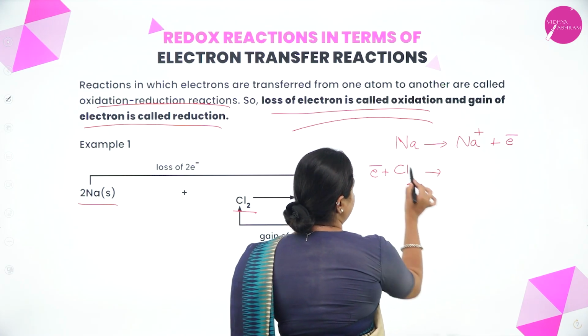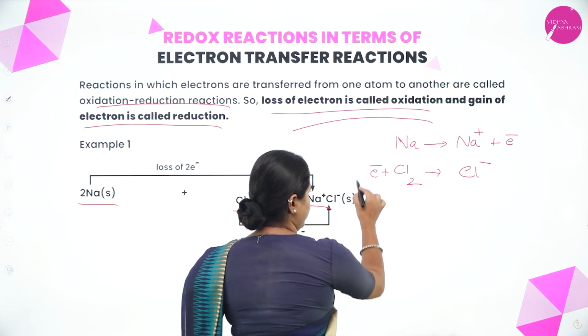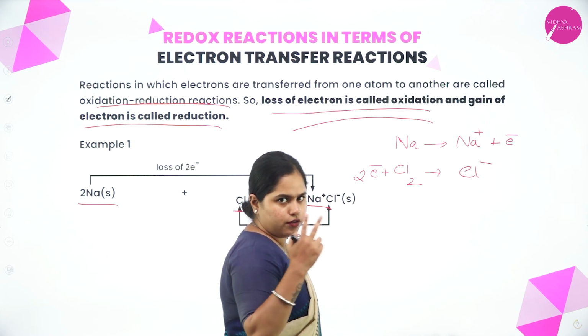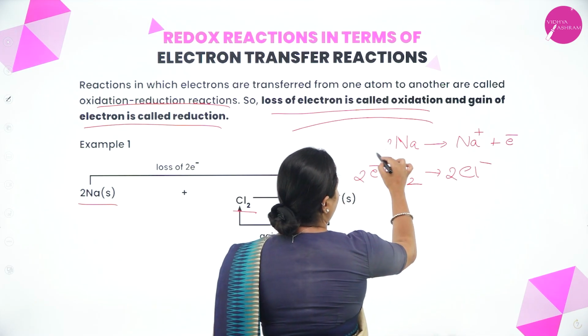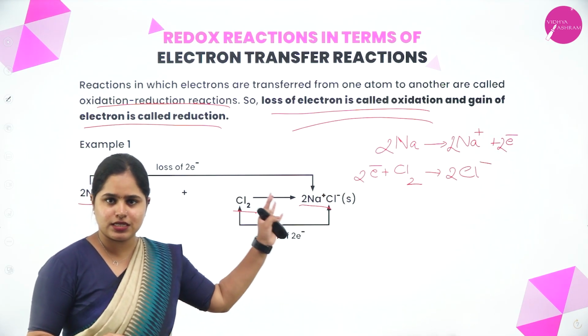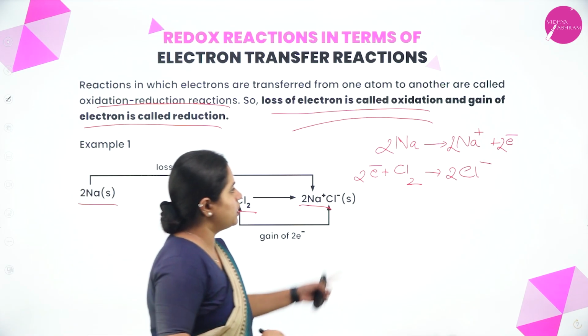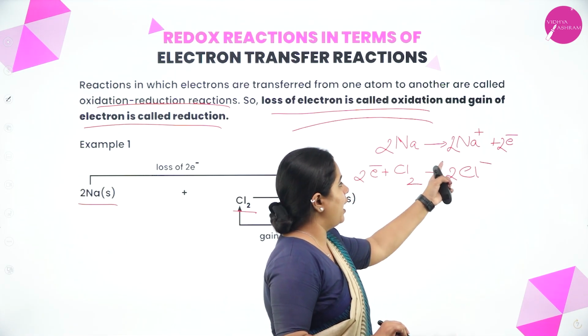It accepts this electron and forms Cl minus. So how many electrons are required? 2 electrons are required for 2 atoms of chlorine, and it forms 2 Cl minus. To balance it, we put 2 here also. So this is the reaction which is taking place. That means 2 moles of sodium are oxidized into Na plus.